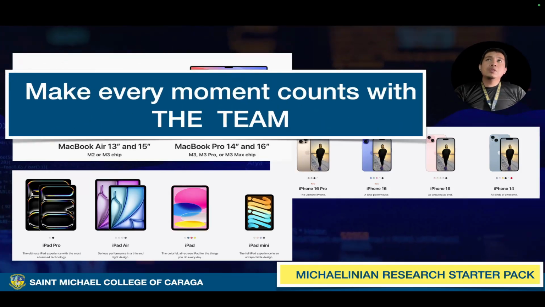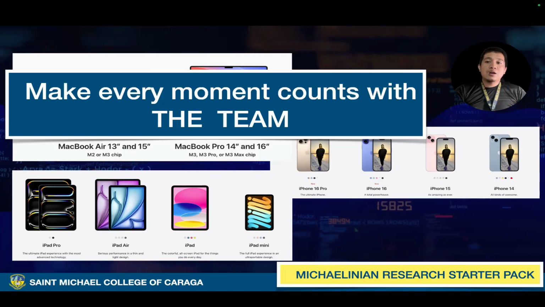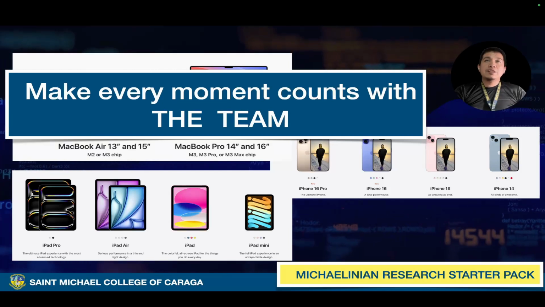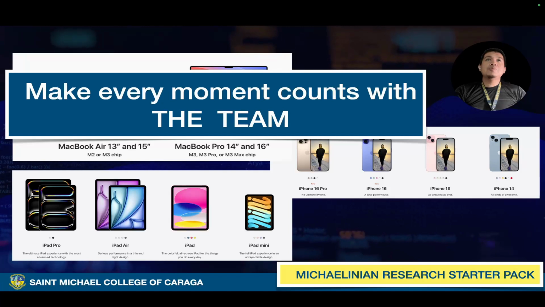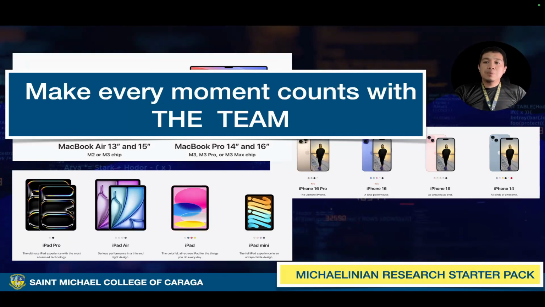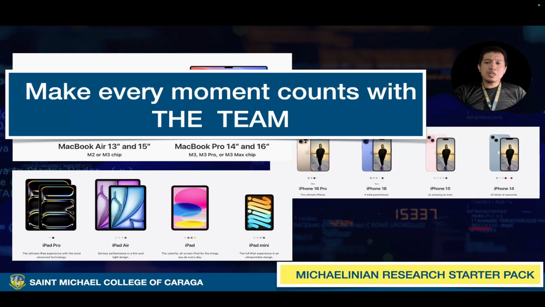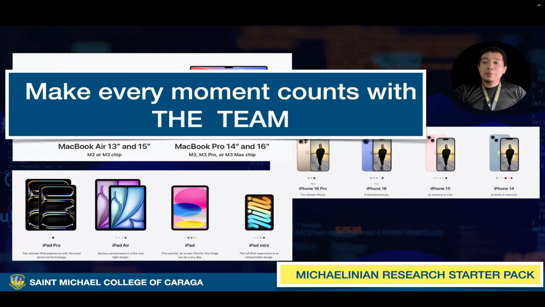So we all know that in writing a research paper, there are a lot of times that you will go with your team. And every time that you're going to reassign tasks, the team would actually help you solve most of the problems that you have with your research paper. That is the reason why you should make every moment count with your team.